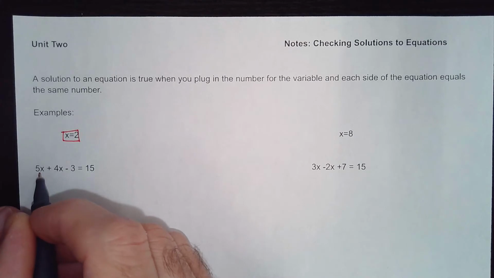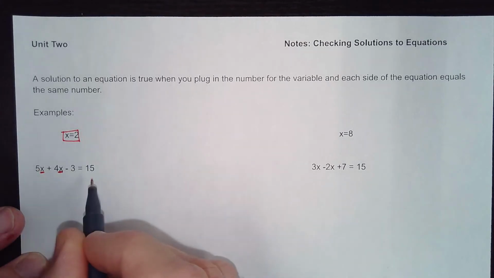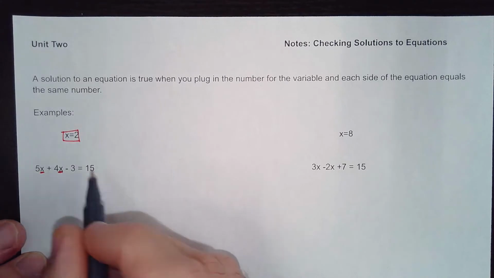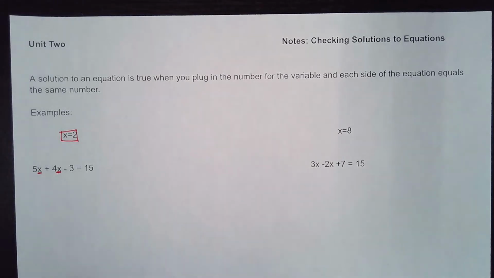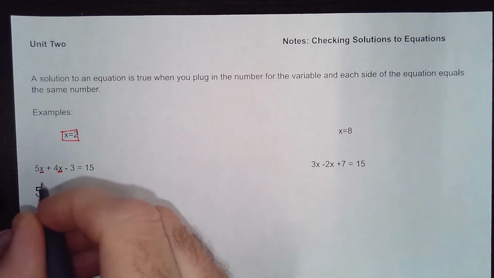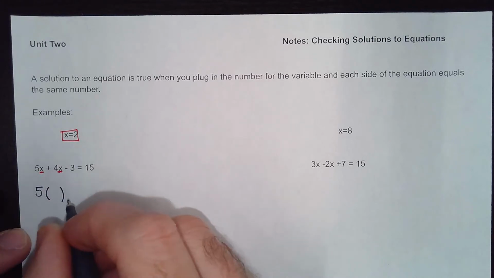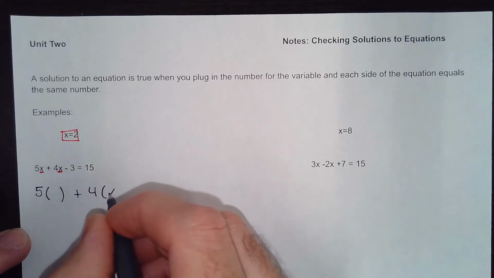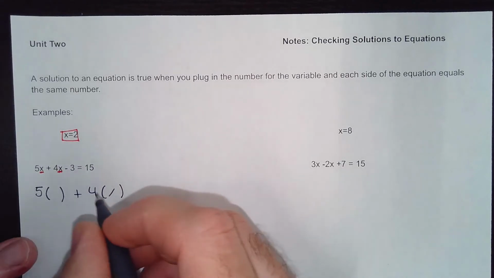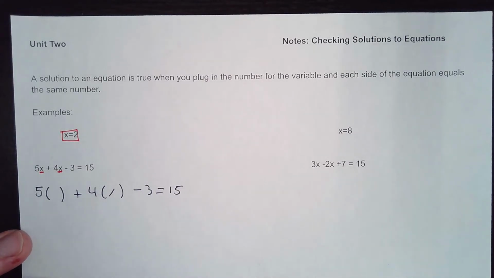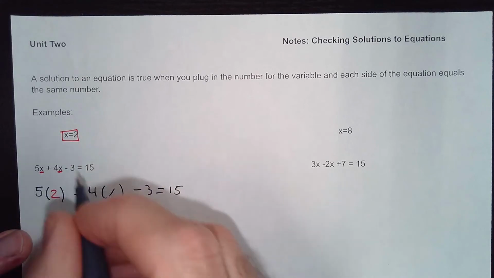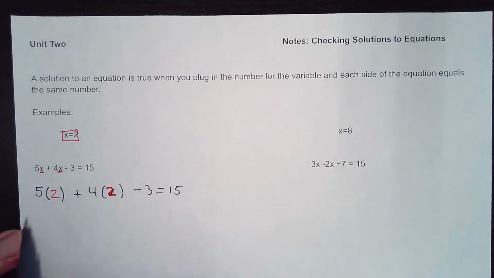So now we're going to go through the equation and find our x, and we're going to replace or plug in this 2 for our x value. We're going to rewrite our equation, but anywhere we see an x, I'm going to put parentheses. So 5x plus 4x minus 3 equals 15. I'm going to replace my x with 2, so 5 times 2 plus 4 times 2 minus 3 equals 15.